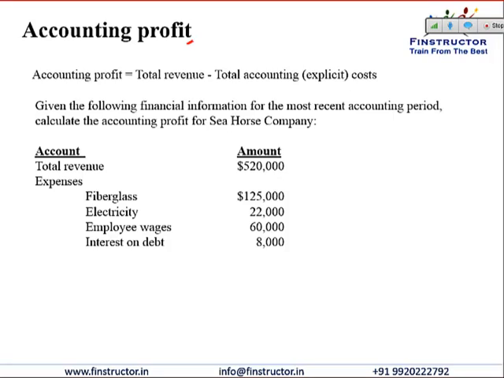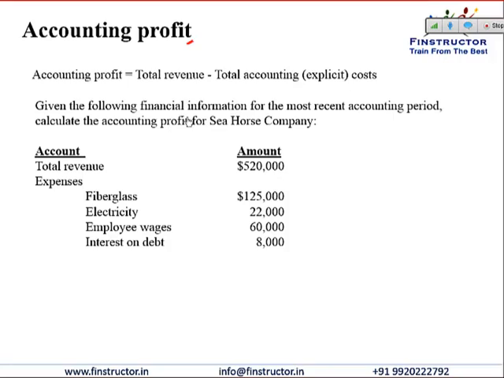So, accounting profit is the profit that we have been studying hitherto in our school, or this is the profit that we talk about in the conventional sense, that is the revenue minus the costs. More specifically, in economics, accounting profit will be the total revenue minus the total accounting costs or the total explicit costs.